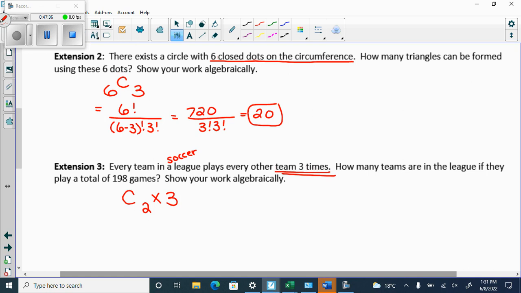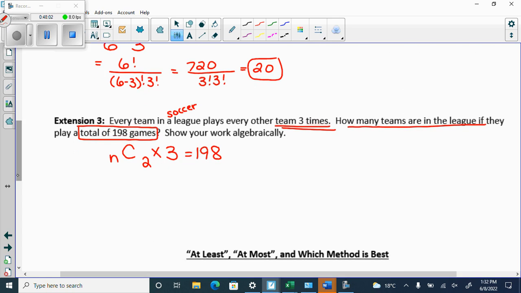Okay, that's as far as I've got. So every team in a soccer league plays every other team 3 times. How many teams are in the league if there are a total of 198 games? Weird, they gave me the total again. 198. What are they asking me to find? N. I don't like that 3. How can I get that 3 to go away? Divide it by 3 before I even touch the formula. So I get nC2 equals 66, because 3 into 198 is 6, carry the 1, 8.